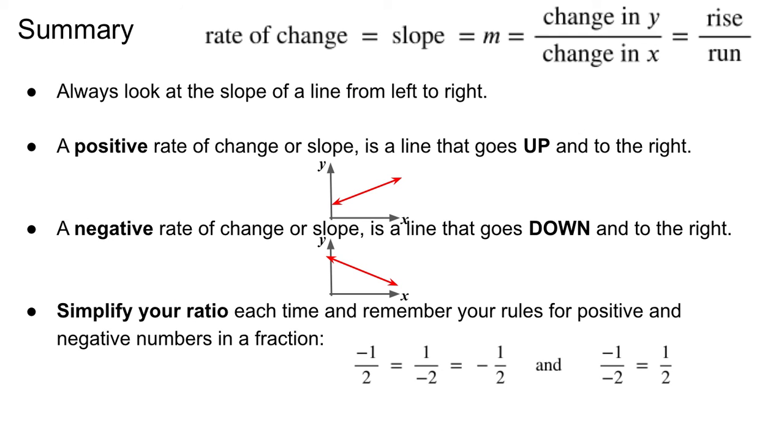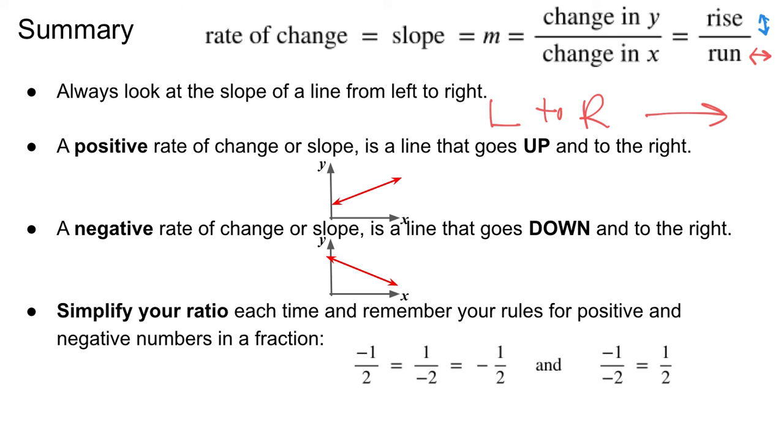A quick summary of what we've talked about in this lesson. Rate of change is also called slope and represented by the variable m. It is the change in y over the change in x, like we talked about in Unit 1, and it is also commonly referred to as the rise, up or down, over run. You always want to look at your slope from left to right, just like you would read words on a paper. So left to right, you're going this way.